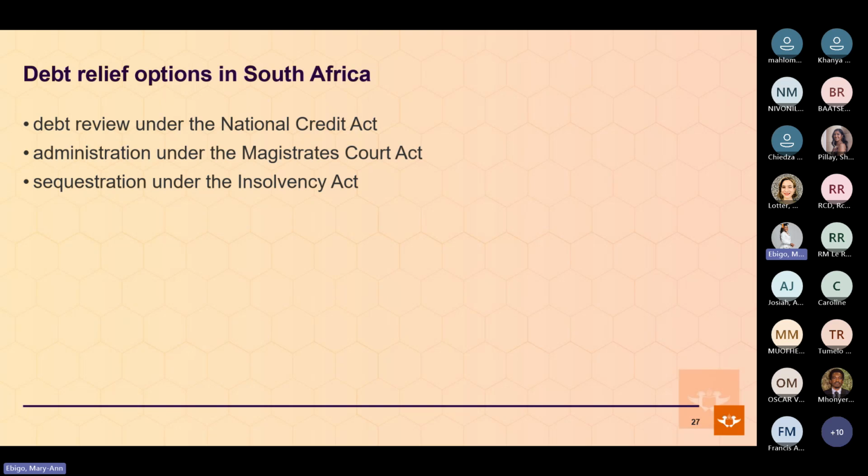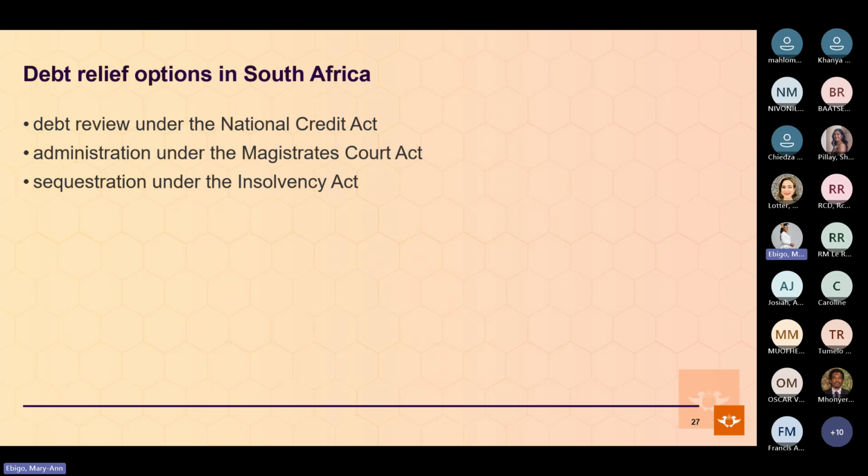Going under sequestration, this is the last resort. This is when you find that your liabilities exceed your assets. So now you need a trustee appointed who will sell your assets in order to pay off your liabilities. With sequestration, you even end up with a new tax number when your estate goes under sequestration.